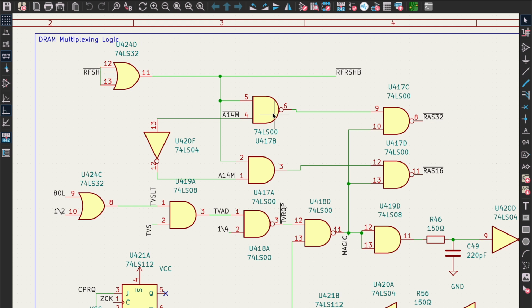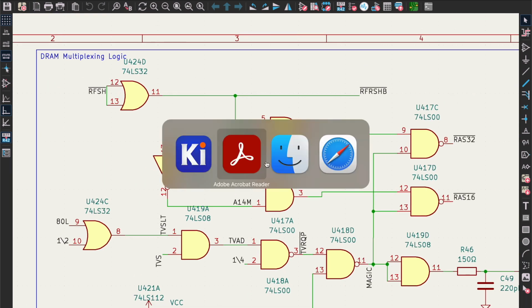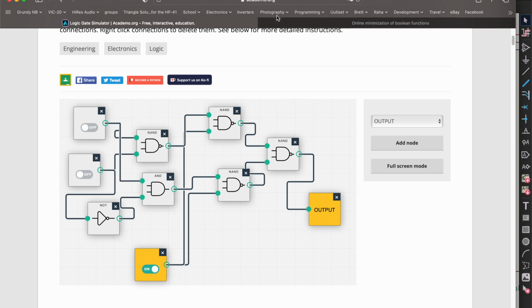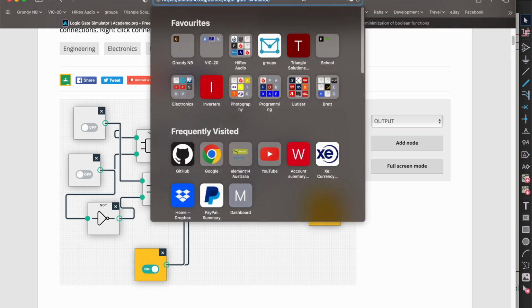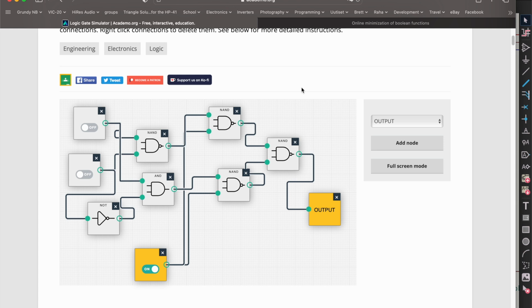And we've got two other inputs, refresh and A14. So we've basically got 3 inputs. So what I thought I'd try and do first of all is, this is a logic gate simulator on academo.org. I just did a Google search, and I've basically set up the same situation here. So here we've got refresh. I don't know if you can rename them. Anyway, this is the refresh signal, this is the A14 signal, and this is this magic signal coming in.